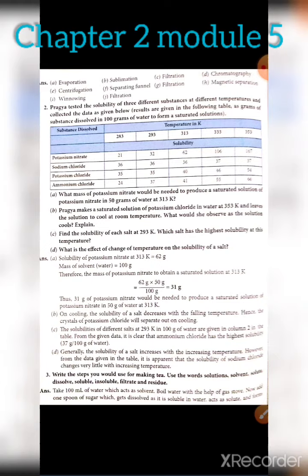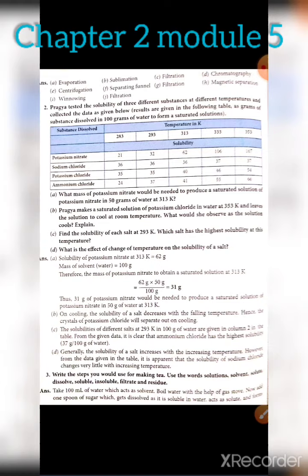Next, fourth one is, generally the solubility of a salt increases with increasing temperature. However, from the data given in the table, it is apparent that the solubility of sodium chloride changes very little with increasing temperature. So if we are increasing the temperature, the solubility will increase. But there is one exception, that solubility of sodium chloride is increasing very little, but it is very much clear with all of the salts above that solubility increases with the increase in temperature.